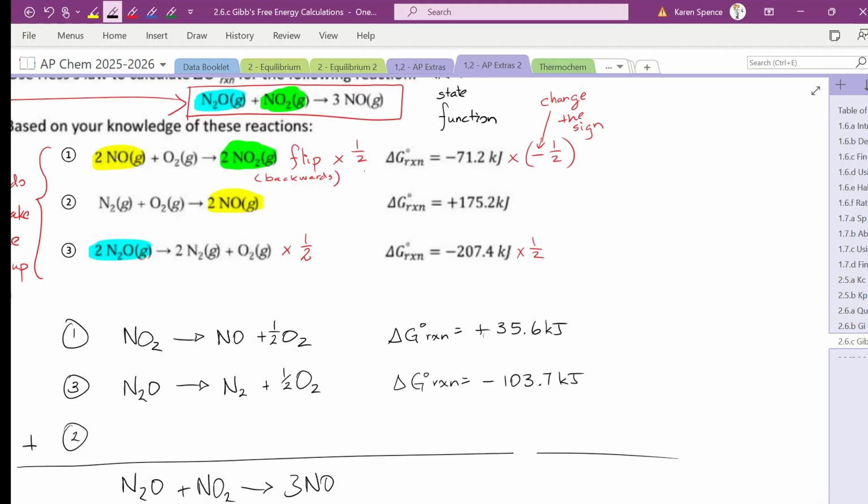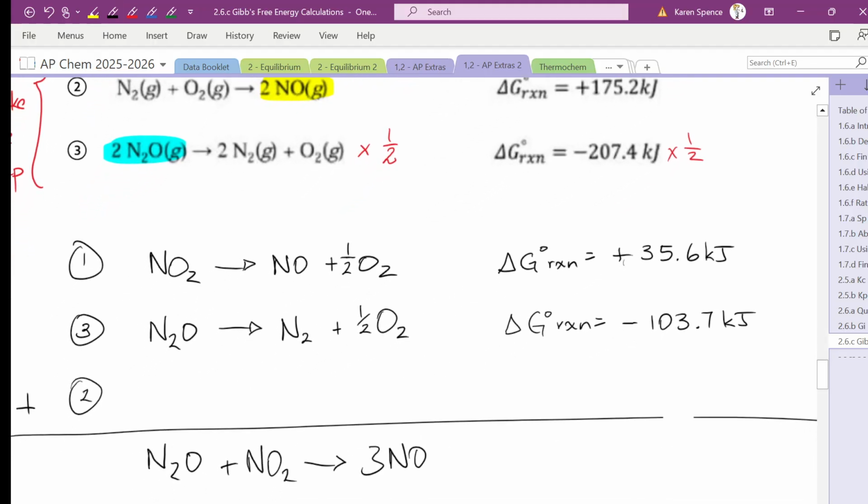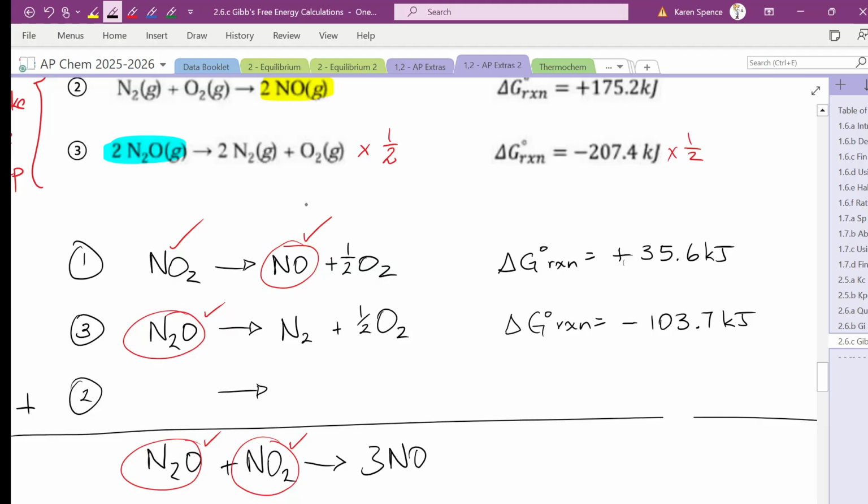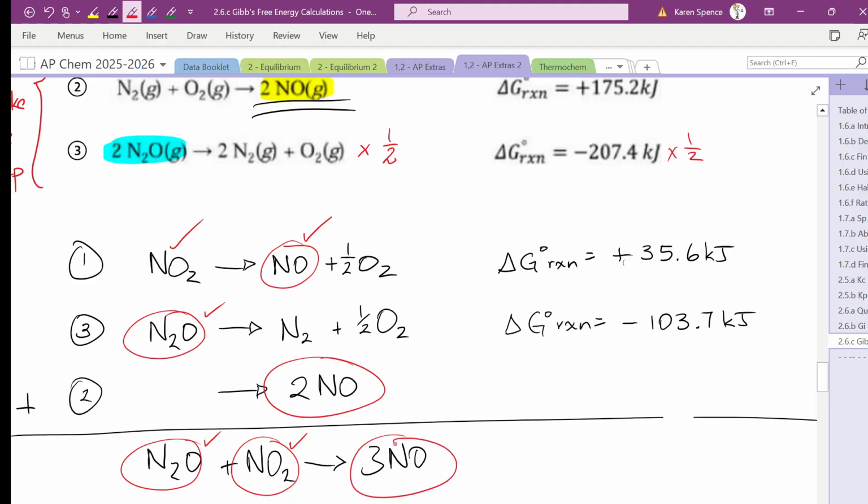So reaction number 2, I'm assuming it's probably going to be, let's take a look at what we've got. We've got N2O, that's good. We got NO2, that's good. And we have one of our NOs. We need 2 more NOs, right? And aren't we lucky? What does reaction 2 give us on the right? It gives us 2 NOs. Oh, yay! Okay, so that takes care of our 3 NOs there.